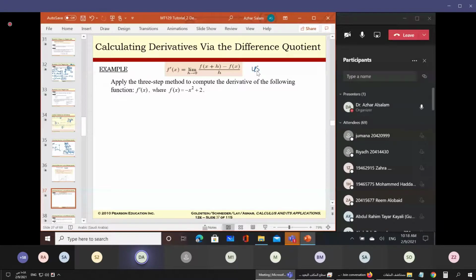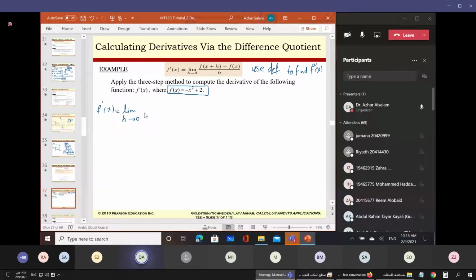Use the definition to find f dash of x. And f of x is defined by this function. So I will begin with this definition, f dash of x equals the limit. I will keep the limit in each step until substituting h by 0.